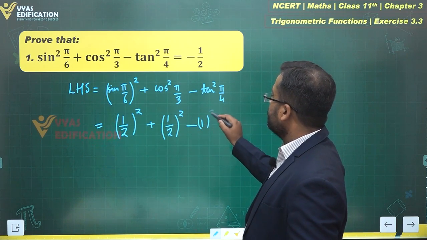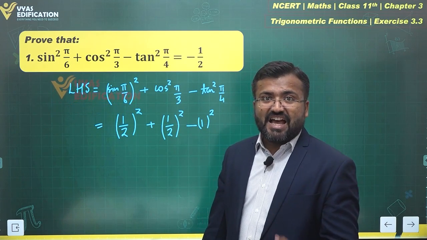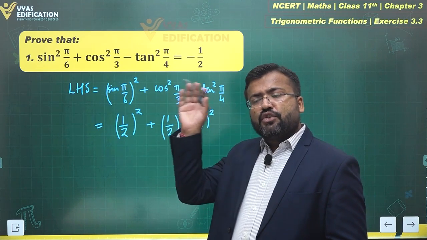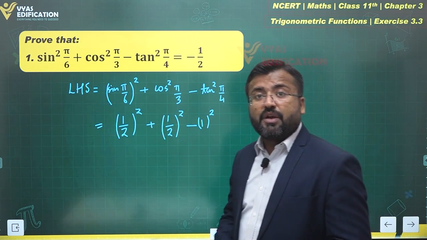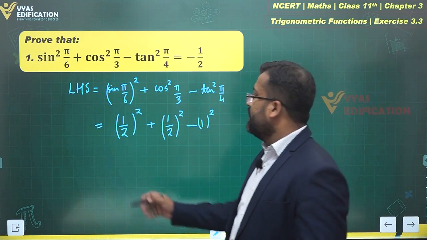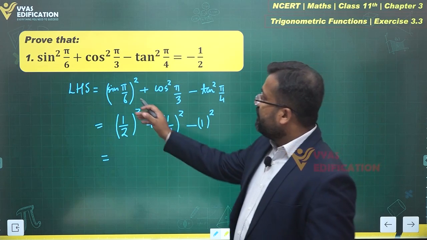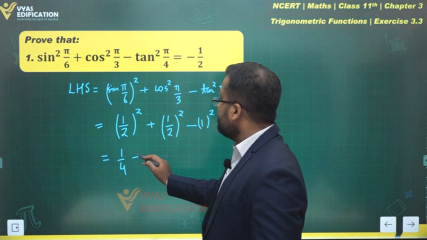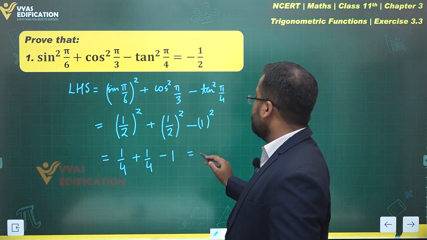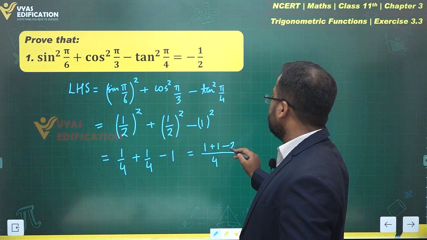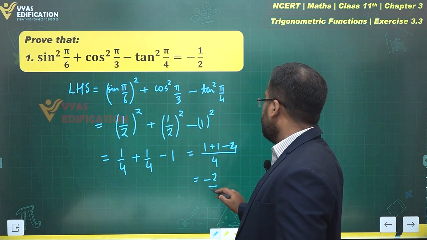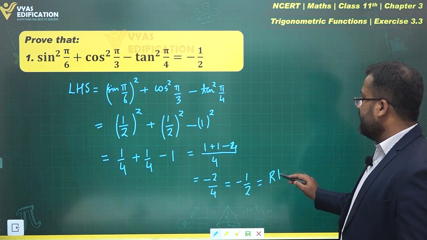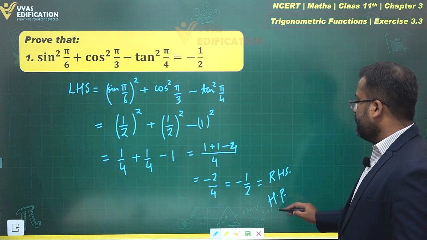This is 1 square. Although you should remember in terms of radians as well, sine pi by 6 is 1 by 2, cos pi by 3 is 1 by 2. You should not always focus on converting in terms of degrees. You should become more familiar with radians as well. But if you are only familiar with degrees, convert this angle in terms of degrees and then think the value. So this is 1 by 4 plus 1 by 4 minus 1, which is 1 plus 1 minus 4. That is equal to minus 2 by 4, which is minus 1 by 2. And this is my RHS, and that's a complete proof. Hence, proved.